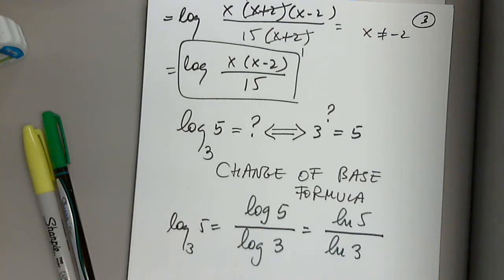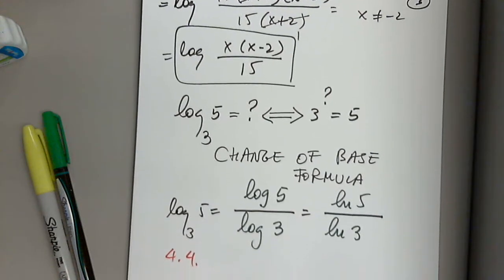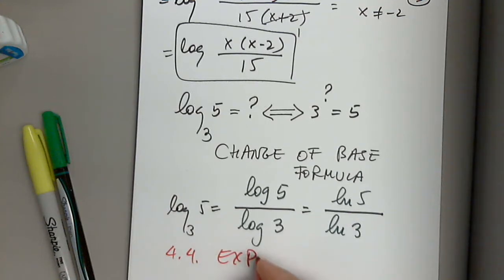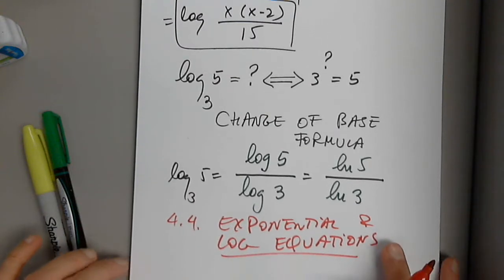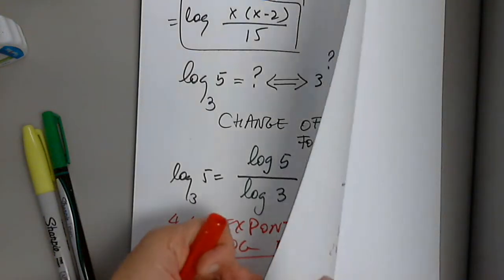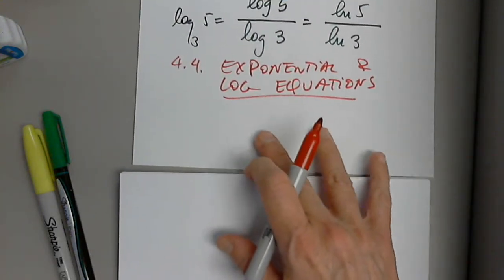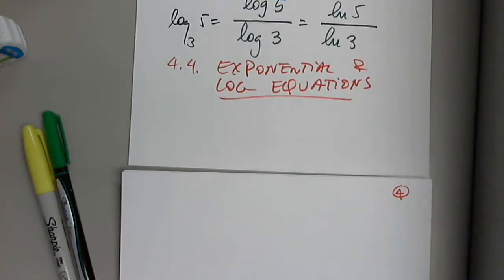Good. So we are finally getting to 4.4. Exponential and log equations. That's why we studied especially condensing, and that's why we study exponential and log equations before we look at applications. Okay? We already know how to solve one type, the simplest possible one that we looked at. So let's move on to the next level.